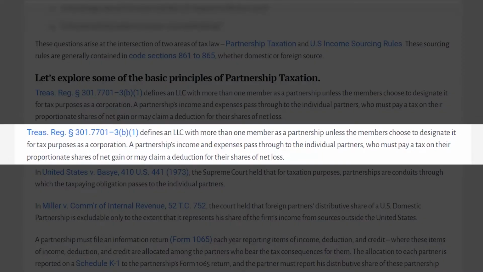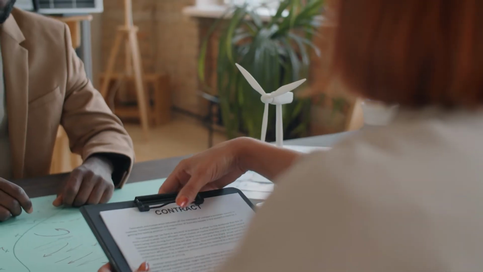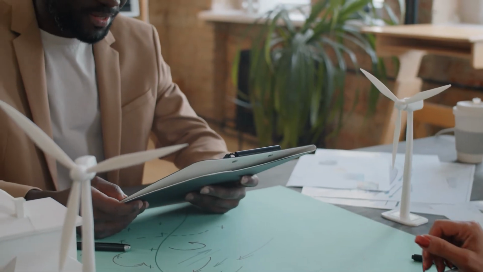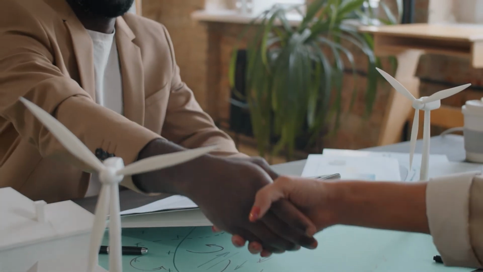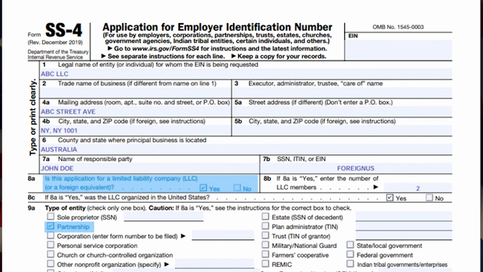foundations here. So Treasury Regulation 301.7701-3(b)(1) defines an LLC with more than 1 member as a partnership. So if you have an LLC where there are 2 members, it's a partnership, unless the members choose to designate it for tax purposes as a corporation. When you first set up your LLC and you declare on your EIN application form that you are a multiple member LLC, the IRS is going to send you an EIN confirmation letter that shows that you are a multiple member LLC, or a partnership.